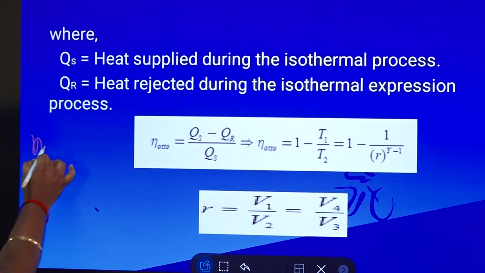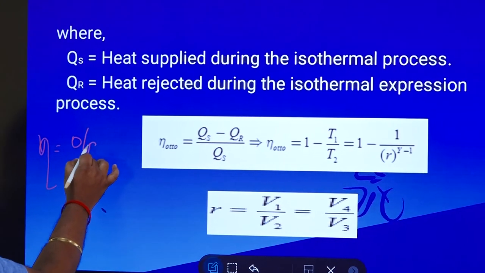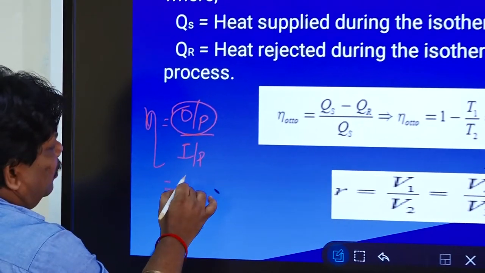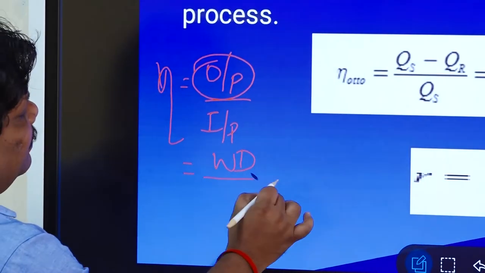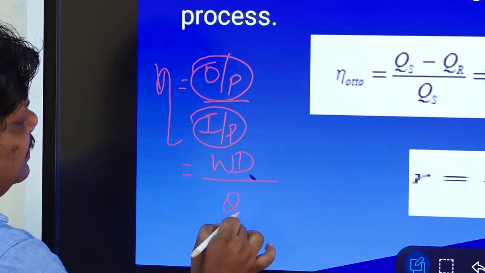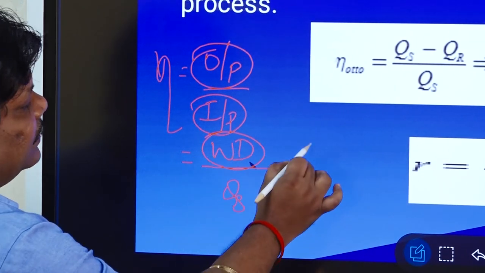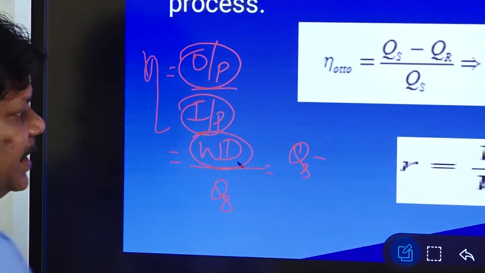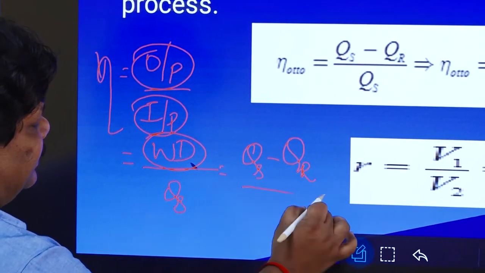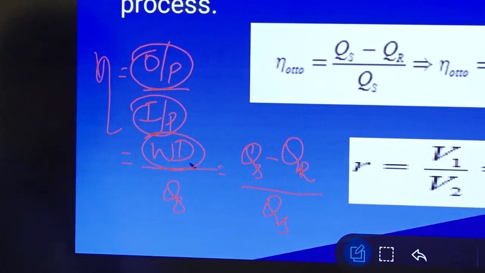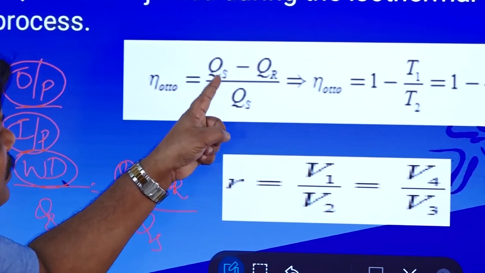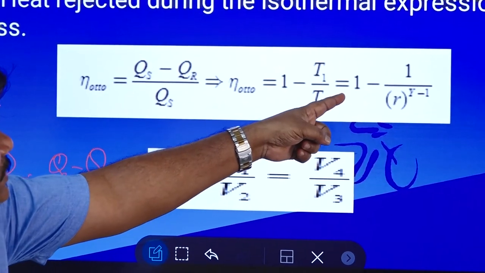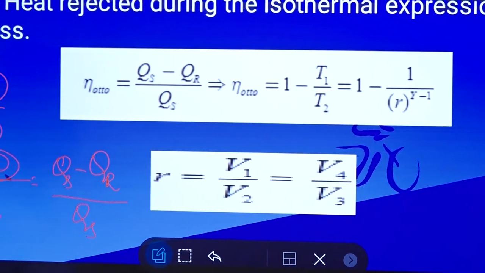so eta, that is efficiency, is always output by input. So the output is nothing but here, it is the work done. Output is nothing but the work done divided by what is the input. Input is the heat energy supplied. So what is the work done? It is the difference between how much amount of heat energy is supplied and how much amount of heat energy is rejected. So that is Qs minus Qr divided by Qs. So we know this. So at last, if you substitute all this, you will get 1 minus T1 by T2, that is equal to 1 minus 1 by r power gamma minus 1.